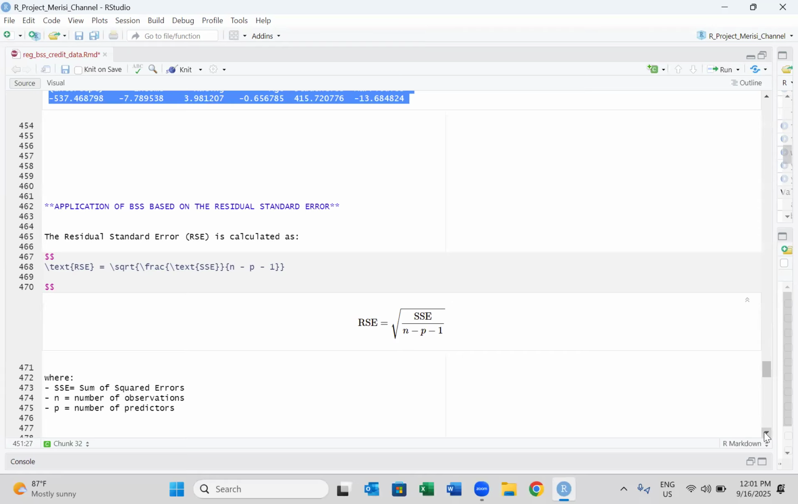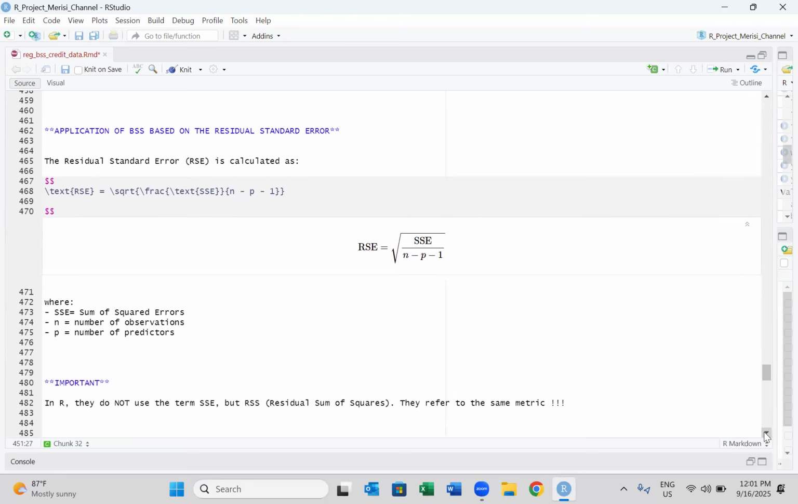Now, one clarification, guys. This is what I wrote here for you. In R, they do not use the term SSE, so they don't call it sum of square of errors. They use the term RSS, residual sum of squares. They are the same thing. So SSE is the same as RSS, but in R, they call it RSS.